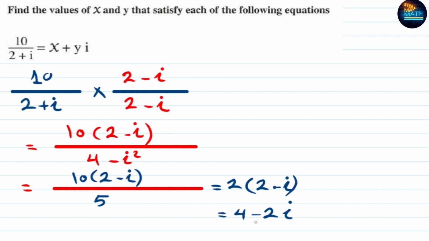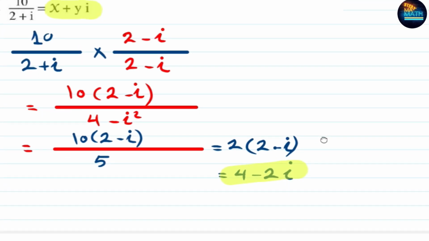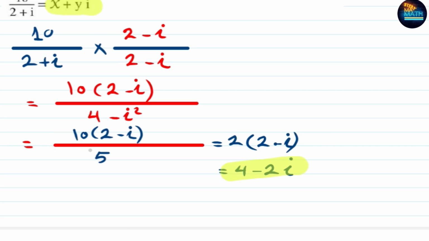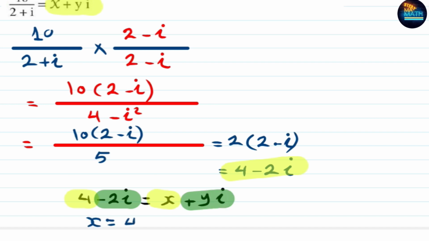So again, you have 4 minus 2i in the left-hand side, and in the right-hand side, you have x plus yi. And as long as they are equal, that means the real part is equal to the real part, and the imaginary part is equal to the imaginary part. I mean, x is equal to 4, and the imaginary part, y is equal to negative 2.